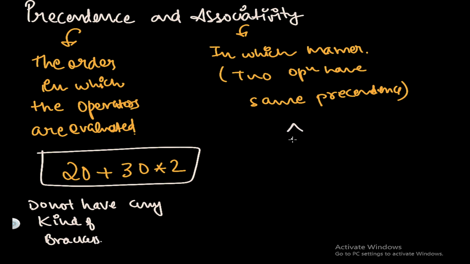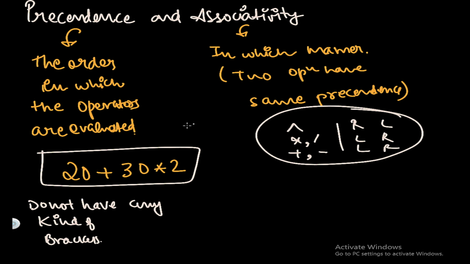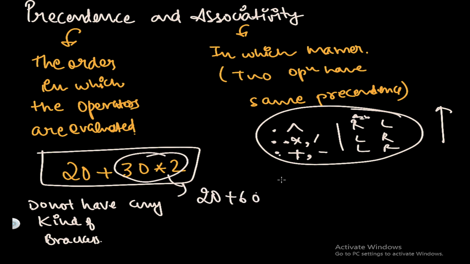We have the table like this, and just remember this kind of stuff. In this way, the precedence increases. The first one has the highest precedence, then lower, lowest, and this is the associativity order. Now here you can see that first we have encountered plus, but we have a higher precedence, which is of multiplication. So firstly, let's evaluate this. It will become 20 plus 60. Now we have plus, and the answer would be 80.